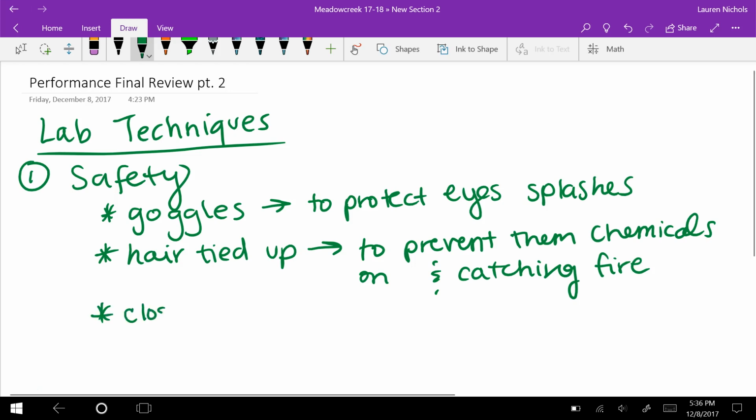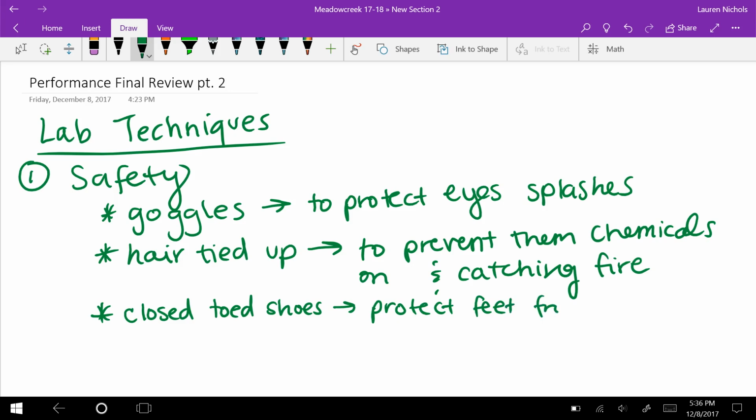Okay, we also have to wear closed-toed shoes. Closed-toed shoes are worn, well, not really to prevent, but to protect your feet from spills, because if you spill a chemical on the counter, then it's going to roll off the counter and onto the floor. And before it gets to the floor, it could hit your feet or it could splash up from the floor. So we have closed-toed shoes.